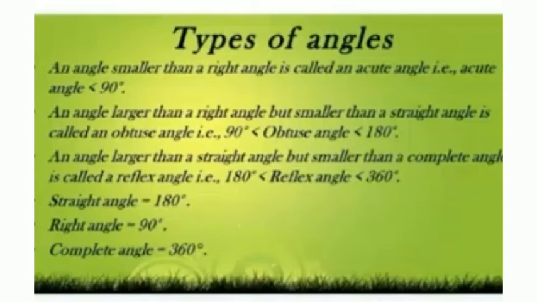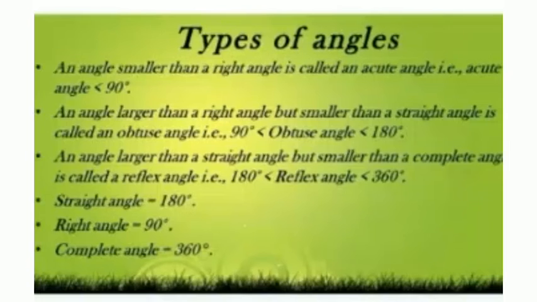An angle smaller than a right angle is called an acute angle. That means an acute angle is less than 90°. Next, an angle larger than a right angle but smaller than a straight angle is called an obtuse angle. That means greater than 90° and less than 180°. Next, an angle larger than a straight angle but smaller than a complete angle is called a reflex angle. That means greater than 180° and less than 360°. Next, a straight angle means 180°, a right angle means 90° and a complete angle means 360°.